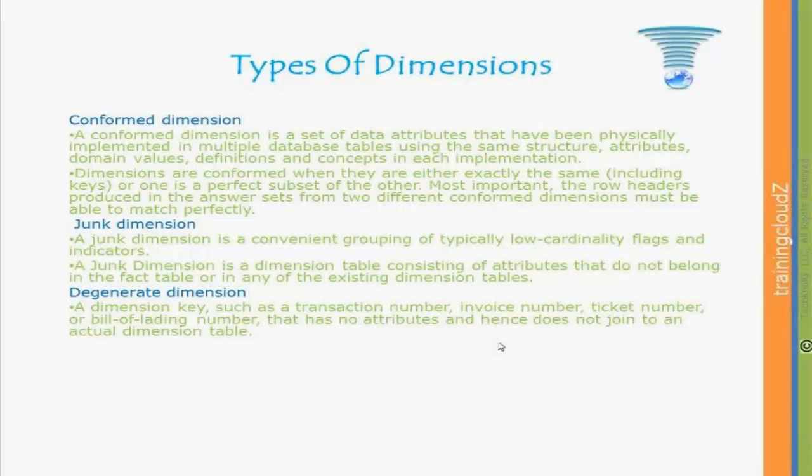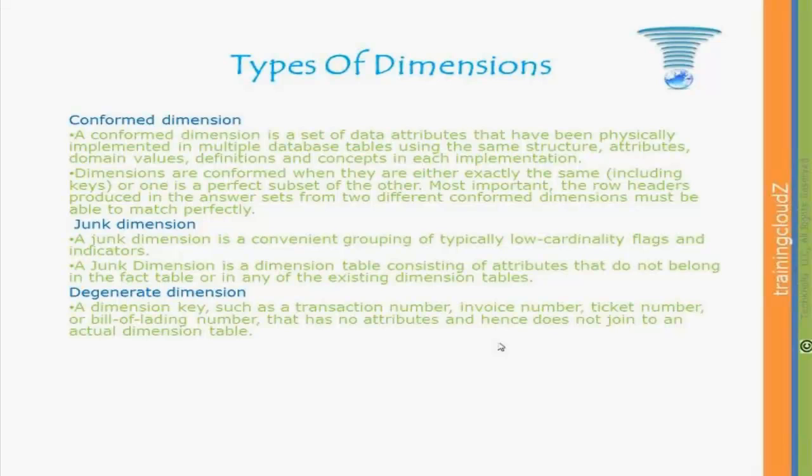Degenerate dimension. This is one of the important things which people could be asking, but it is only terminology-wise. You can see it like a fact is split into two. That's all it is. So there are two dimensions dependent instead of one. So we are trying to see what it is. A dimension key such as a transaction number, invoice number, ticket number, or a bill of lading number that has no attributes and hence does not join to an actual dimension table.